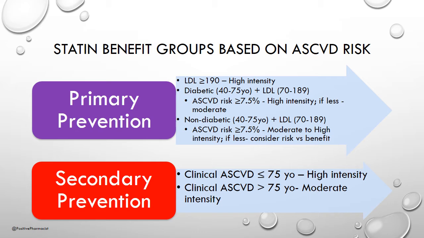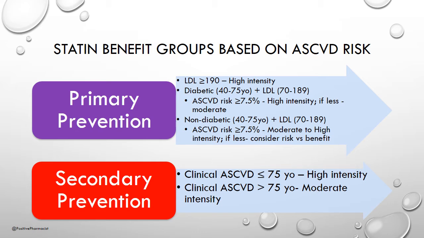The second category we're looking at is diabetic patients who are between the age of 40 to 75 years old, with the LDL between 70 to 189. So they do not quite reach that 190 mark. So diabetic between 40 to 75 years old with the LDL between 70 to 189. If they have an ASCVD risk of 7.5% or above, it's a high intensity. If it's lower than that, it's a moderate intensity, so a lower one.